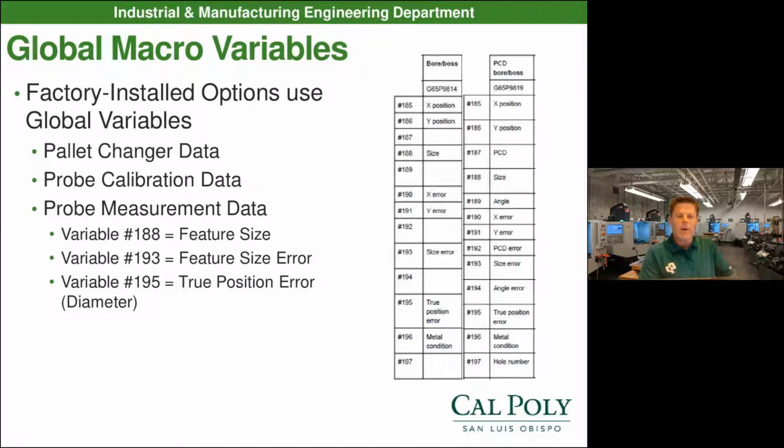So right here off to the right, these are the different variables when I probe a bore with the Renishaw probe. If I wanted to see the true X position or the X position of where I was at, it's variable 185 right there.